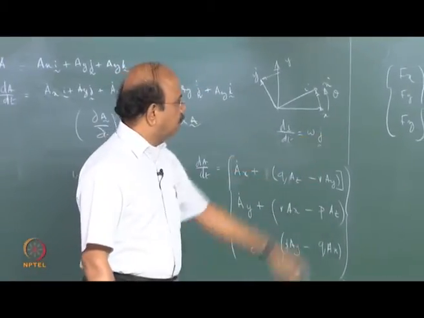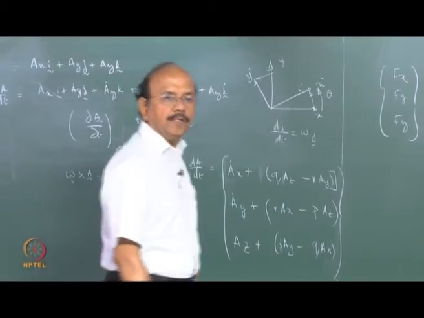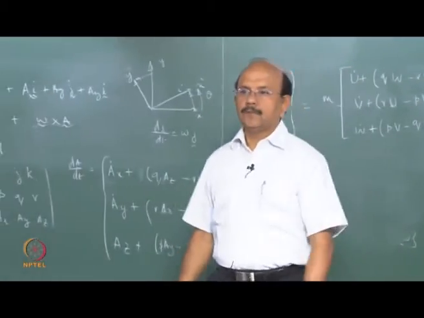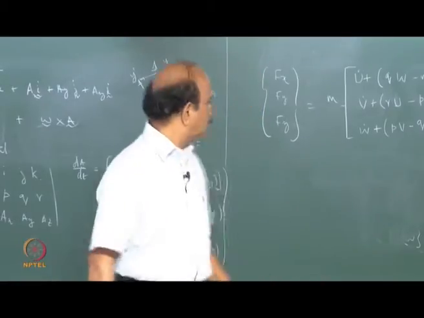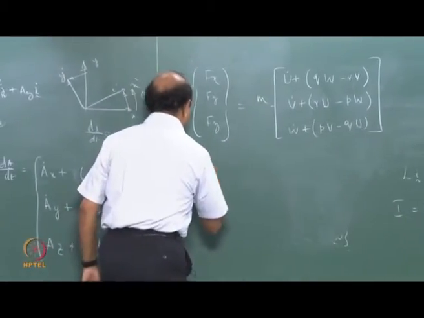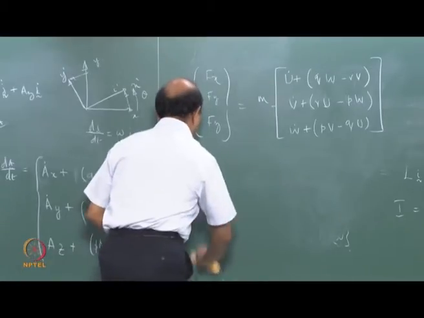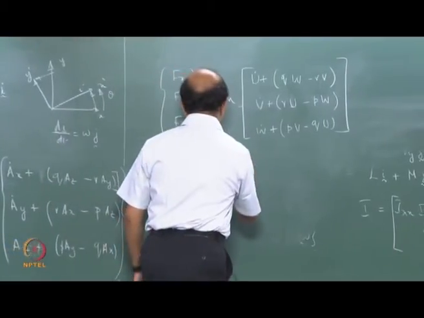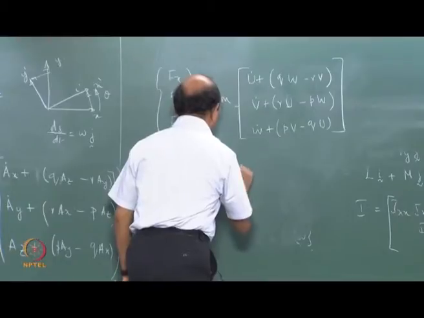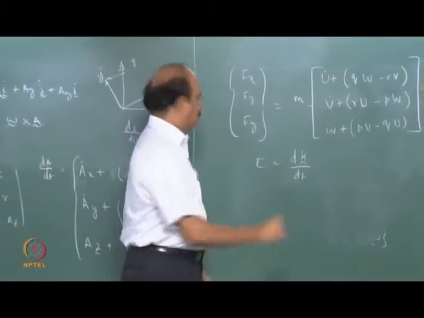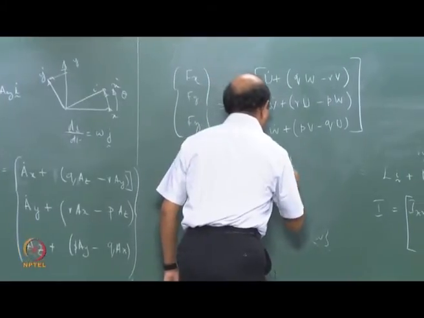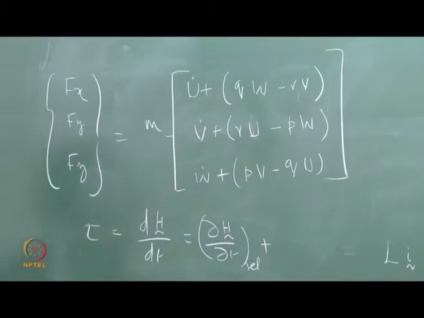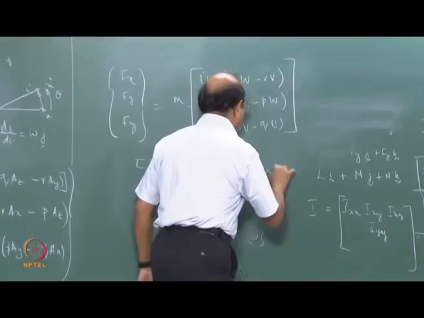The second set is my tau is equal to dH by dt, which is here. Tau is given by L, M, and N. So that becomes my left-hand side. So let's write down that. So tau is equal to dH by dt. Again, that is equal to dou H by dou t relative. This is the first term. That is the H dot term plus omega cross H.